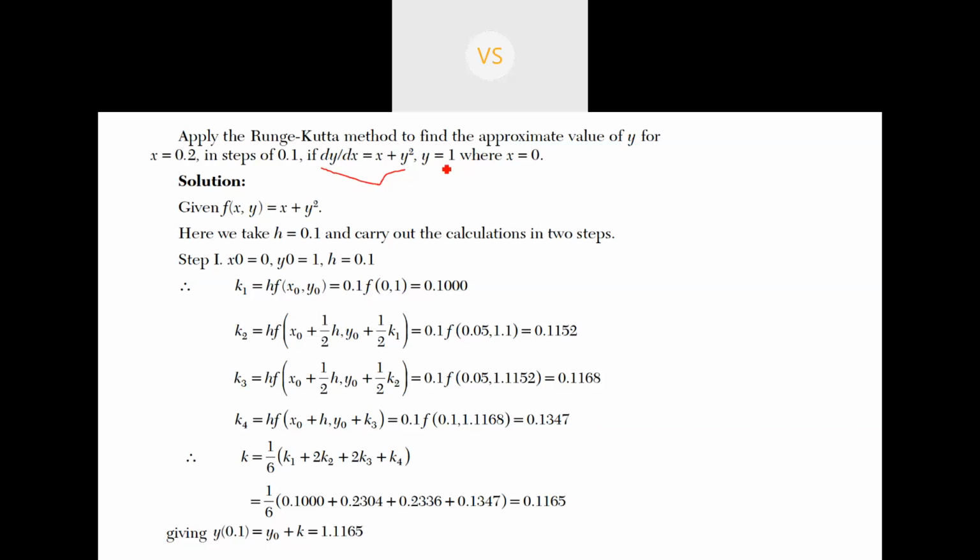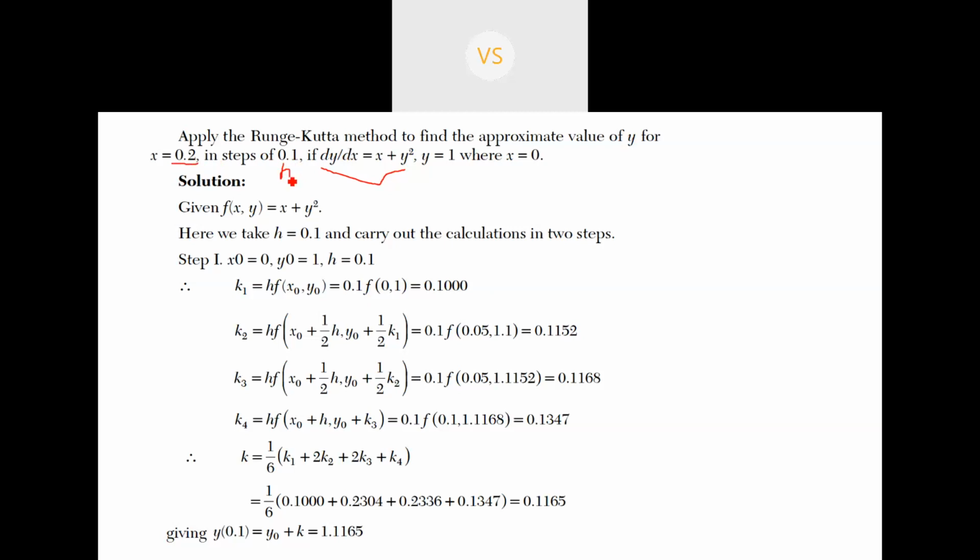Then what is given? The initial value of x is given. What is the initial value of x? 0. And what is asked of you? You are asked to find out the value of y when x is equal to 0.2. And what is the step size given? 0.1. This is nothing but your h.